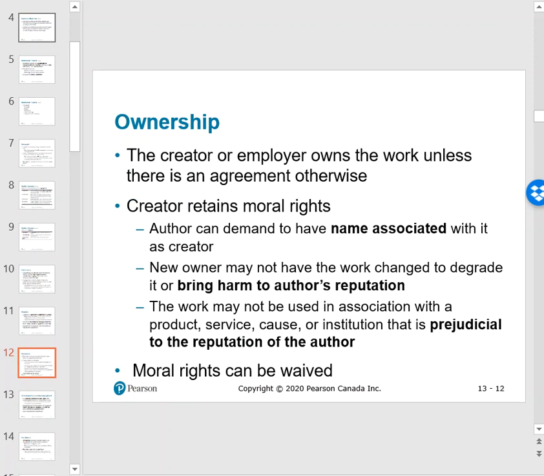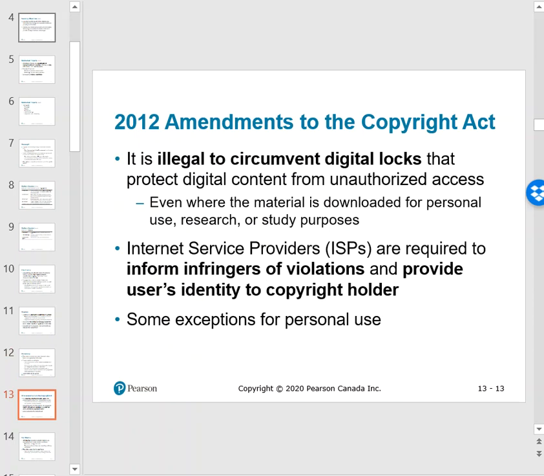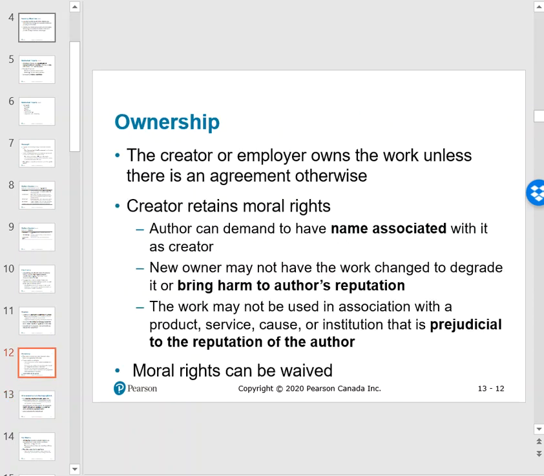We already discussed this ownership. I just want to touch upon here the moral rights. Owners of copyright actually own two types of rights. They own the economic rights and the moral rights. So economic rights are those related to making money out of your copyright, and moral rights are related to your name being associated to that work, your reputation, credibility.